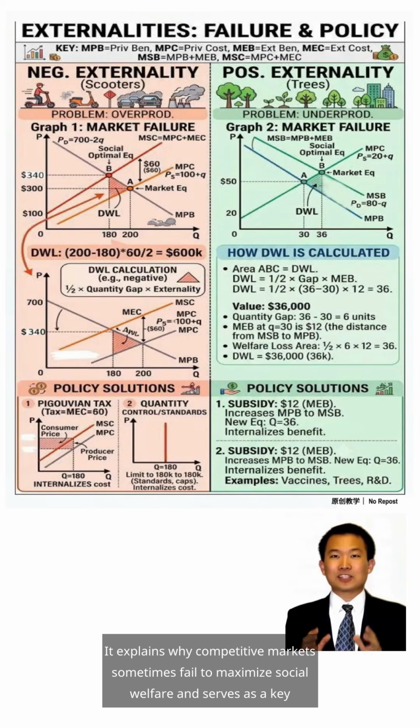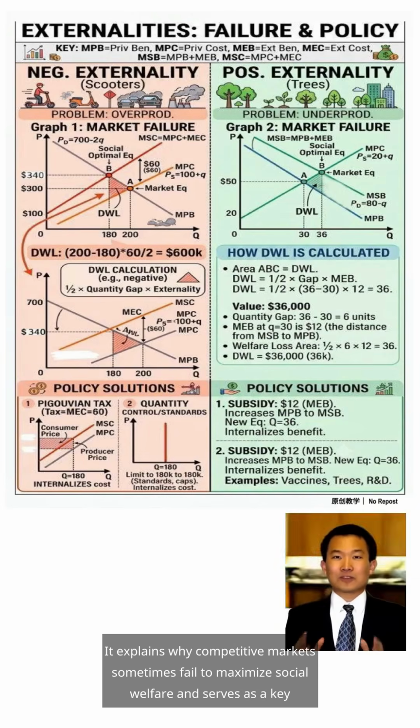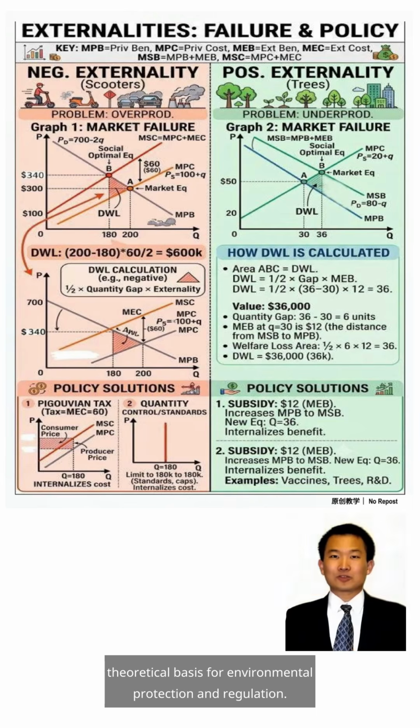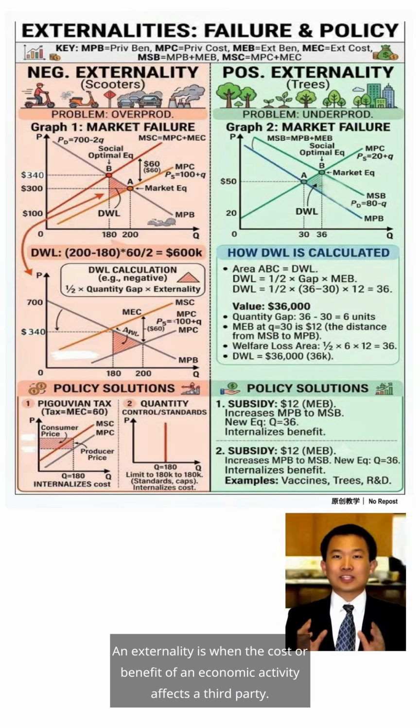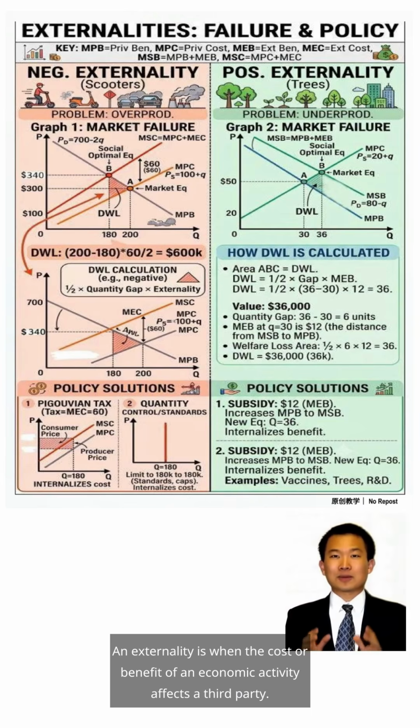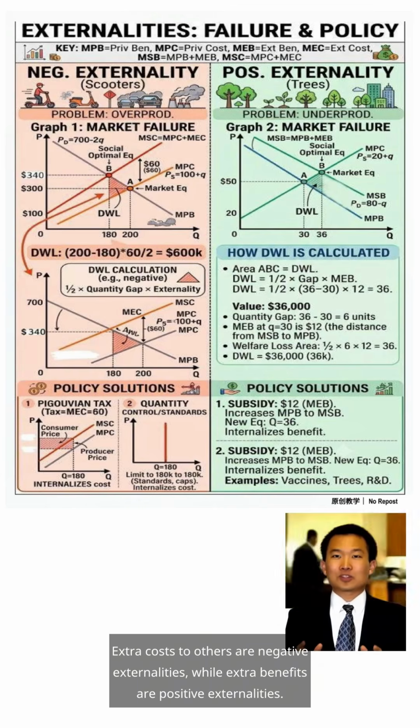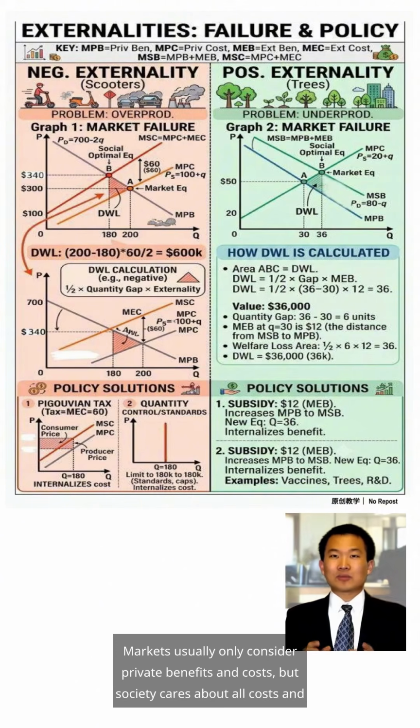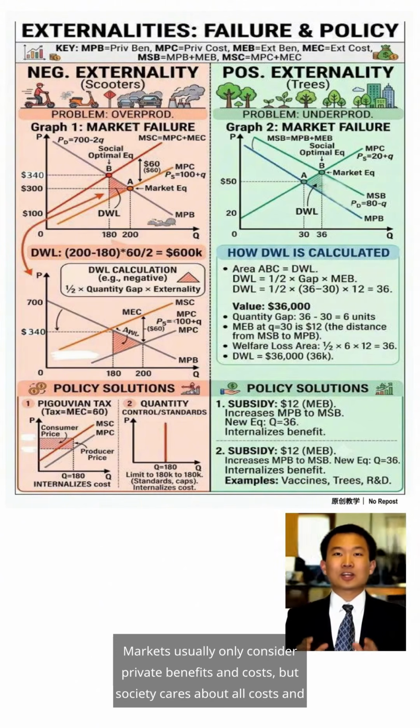It explains why competitive markets sometimes fail to maximize social welfare and serves as a key theoretical basis for environmental protection and regulation. An externality is when the cost or benefit of an economic activity affects a third party. Extra costs to others are negative externalities, while extra benefits are positive externalities. Markets usually only consider private benefits and costs, but society cares about all costs and benefits.